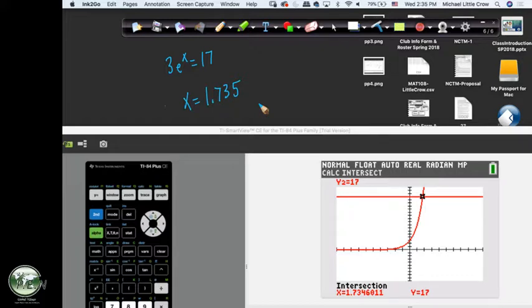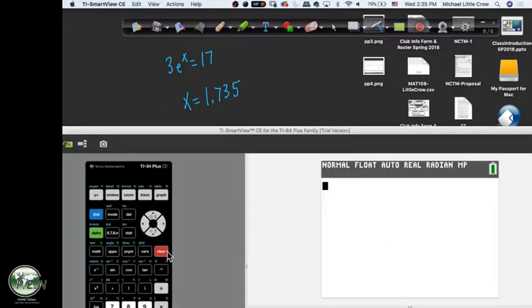I'm going to show you one last step since we have just a little bit of time. We can actually check this to make sure it works. What I'm going to do is hit clear. I'm back at the home screen. I'm going to take 3e to the x, and instead of putting in the x, I'm going to put in the answer, 1.735. When I hit enter, what do you think I'm going to get? Close, but a little overshot because I rounded up, so I'm slightly above. But yeah, pretty close to 17.